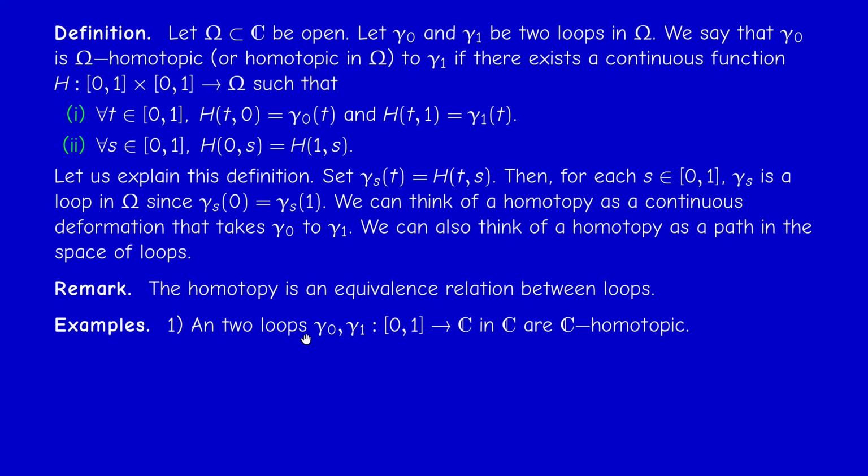Now, the first remark and the first example is that any two loops in C are C homotopic. Why? Because I can connect the two loops gamma 0 and gamma 1 by what we call a straight line homotopy. So when s is 0, we are at gamma 0. When s is 1, we are at gamma 1. Okay? And you can check the second condition because gamma 0 and gamma 1 are loops. So this is the simplest possible homotopy connecting two loops.